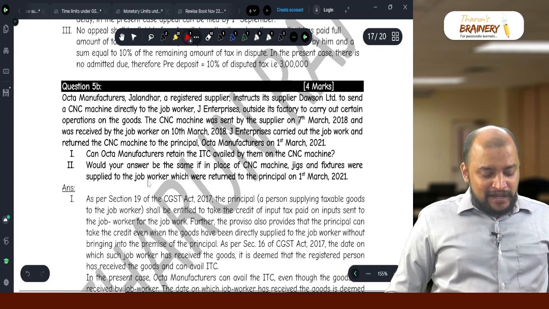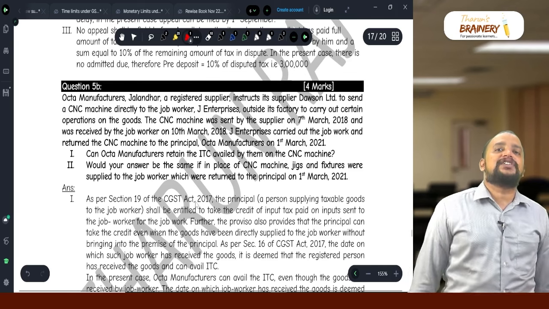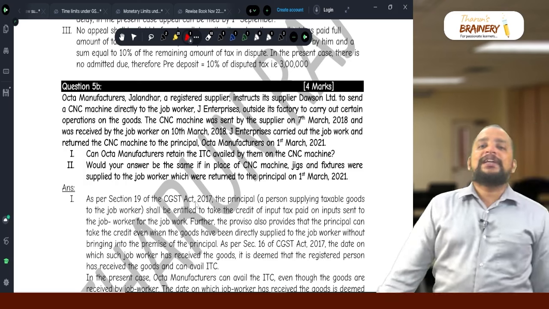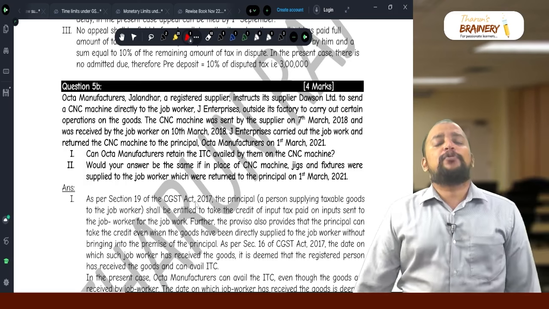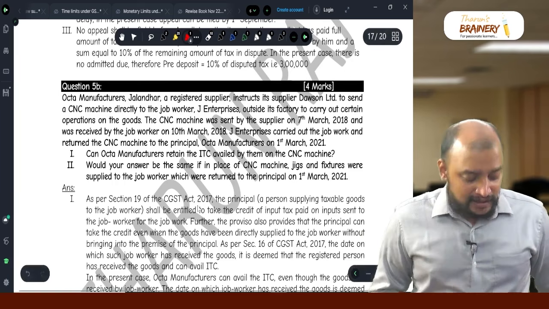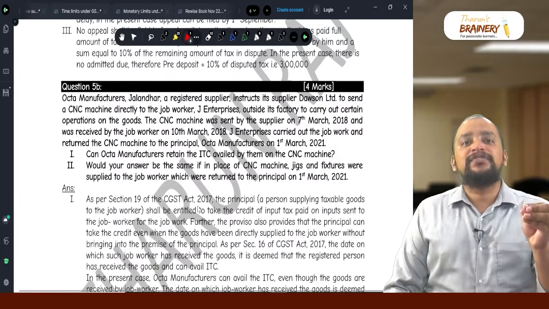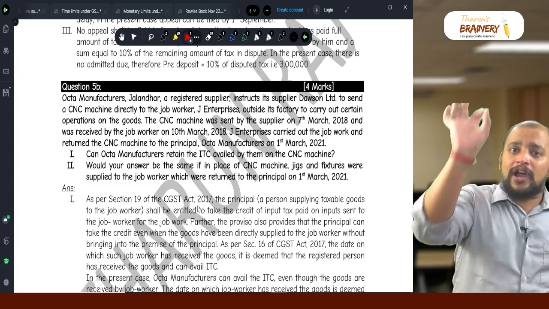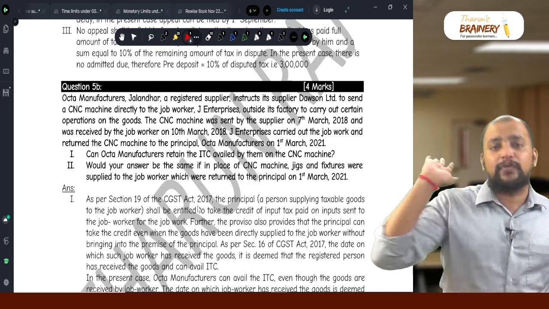Would your answer be the same if, in place of the CNC machine, jigs and fixtures were supplied? In case of jigs and fixtures, molds and dies and tools, there is no condition to bring it back within 3 years. So whether it is brought back within 3 years or not, there is no issue pertaining to the ITC that is availed. Okay, that is the answer for that. Again, simple provision, section 19, job work. While discussing rocket revision, this much only I discussed actually related to job work.